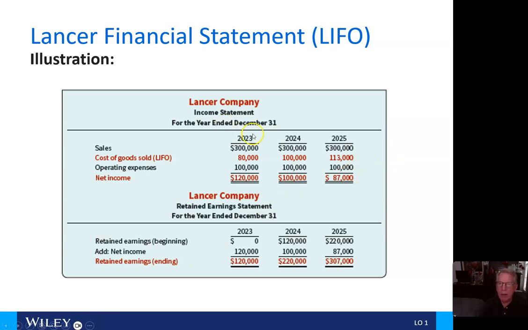So if we look at a financial statement for LIFO, here is the illustration. We have sales, less the cost of goods sold, less the operating expenses, gives us net income for 2023, 2024, and 2025. Now, retained earnings are going to be beginning retained earnings plus this net income, which will give us retained earnings for the end of 2023, 2024, and 2025.